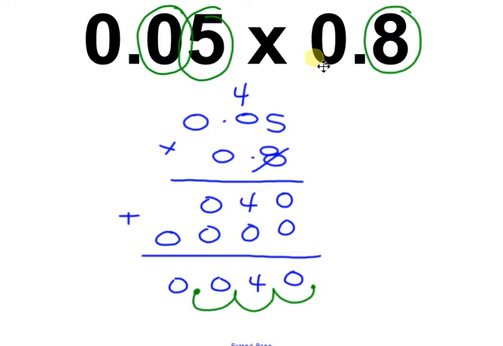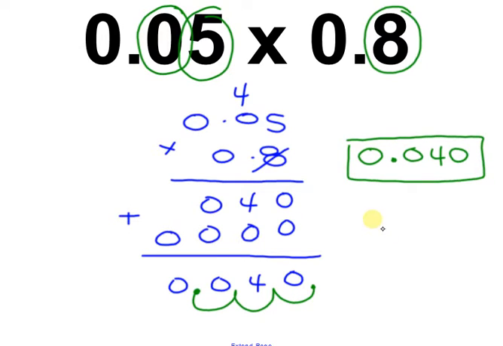I have a positive times a positive, so my answer is positive, 0.040. Another way that you can also write this answer is to drop the last 0 at the end and just write 0.04. Either is acceptable.